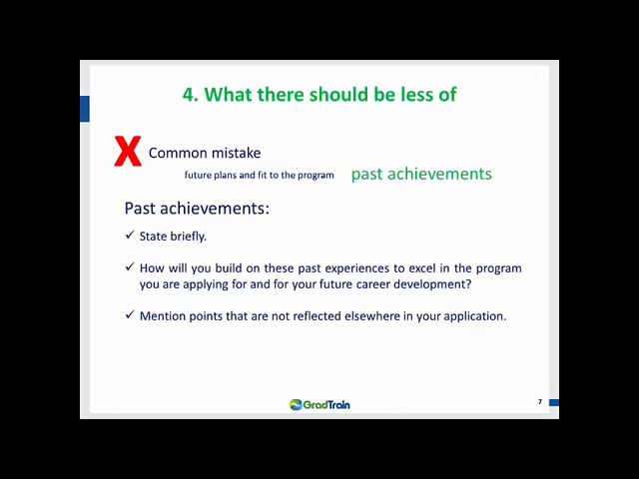Number 4. What there should be less of. One common mistake by applicants is to write little of what was stated in the above point and more on previous achievements. While you may want to briefly state past academic and non-academic achievements, too much of that would make your statement look like a long version of your CV.